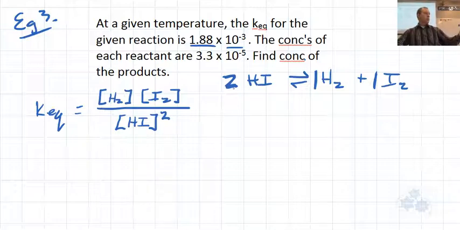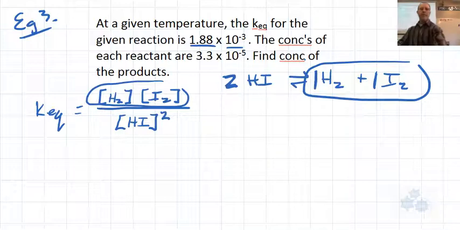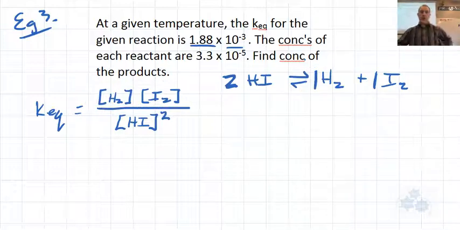Does it look good? Question? Sorry, I think I just got too mixed up. Products on product? Because what, sorry? No, products are on the top always. Oh, and yeah, then it's just going up. Yeah, products are on the top. Okay. All right. So the concentrations of each reactant.